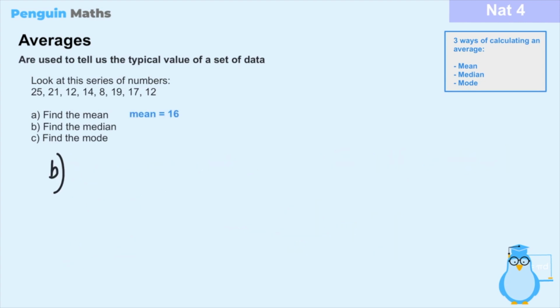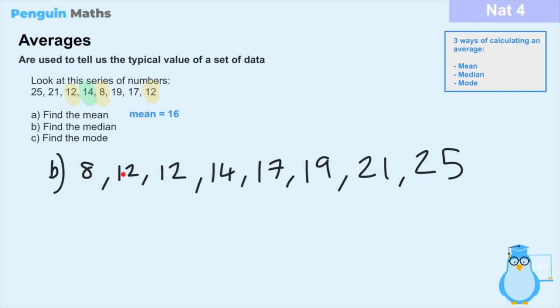So now for part B, we've been asked to figure out the median for this set of results, and the first thing that we have to do for that is rearrange these numbers so that they go from the smallest number to the largest. So now they're in order. We have 8, 12, 12, 14, 17, 19, 21 and 25. And because we have an even set of numbers, because we have 8 numbers, to get the median we have to find the middle 2 numbers and get the halfway point between them.